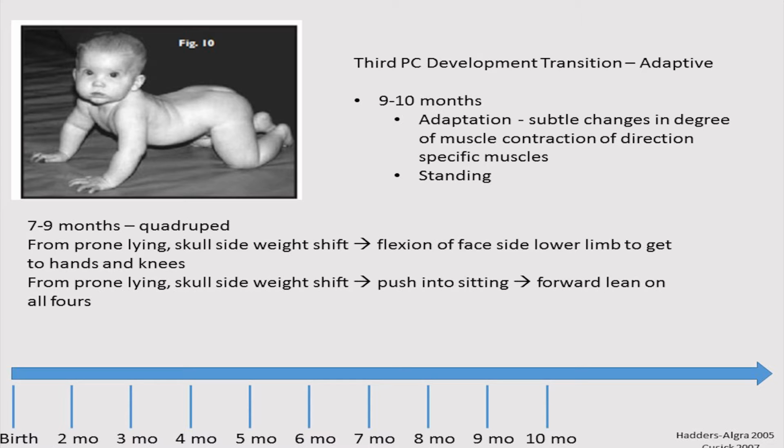The third postural control transition is more adaptive. So they're learning to adapt to their environment around them, use the experience and the repertoire that they've built to select proper movement patterns. This 9 to 10 month range is also where we start to see some independent standing. And this transition serves as a preparation for the development of standing and walking.